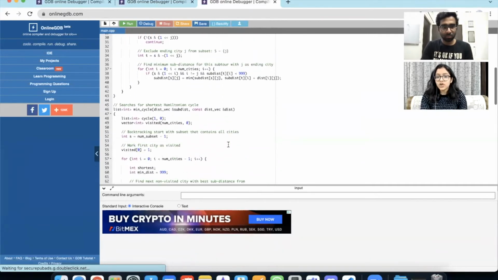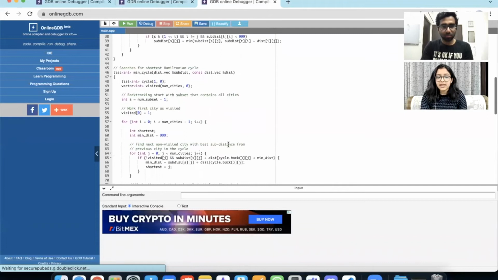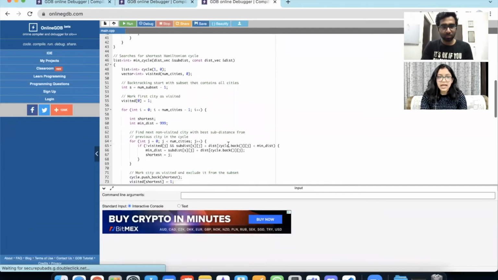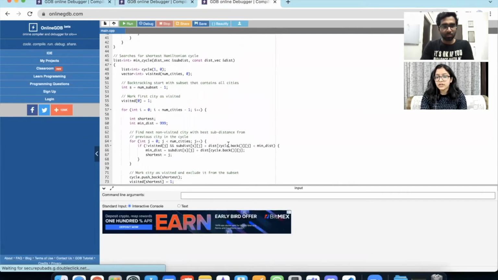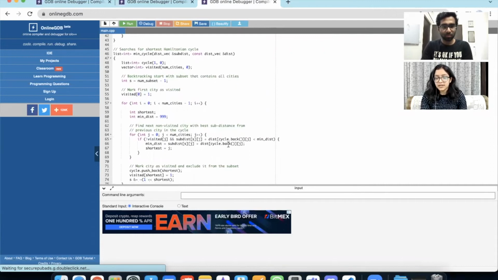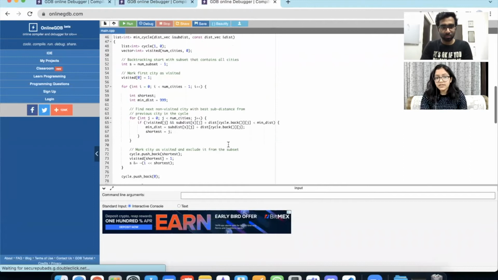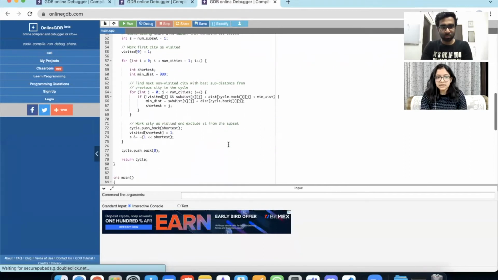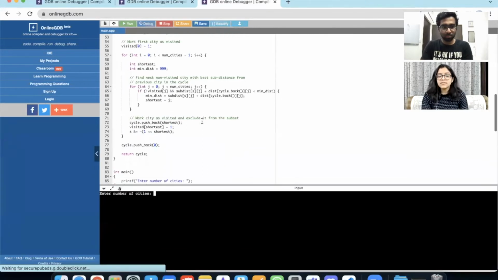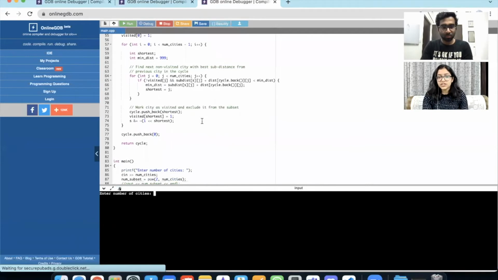We start with the shortest possible tour, starting and ending at the first city, and iterate over all subsets that include the first city with size greater than 2. Then we iterate through ending cities excluding the first city and find the minimum sub-distance for this subtour with j as the ending city. We call the function min cycle, which searches for the shortest Hamiltonian cycle.